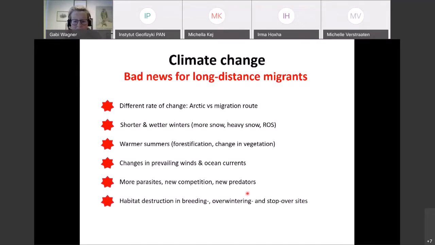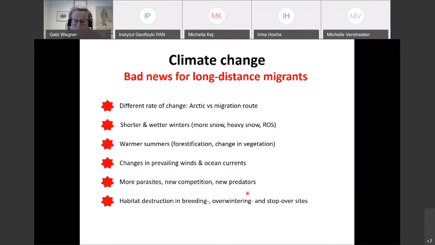And not least, we're dealing with habitat destruction through urbanization, industrialization, not only in the breeding grounds, but also where the birds overwinter or all along their migration in their stopover sites, which they need to be able to complete their migration successfully and be energetically in a good position to find a territory, to breed and to defend their territory and bring up their young ones.